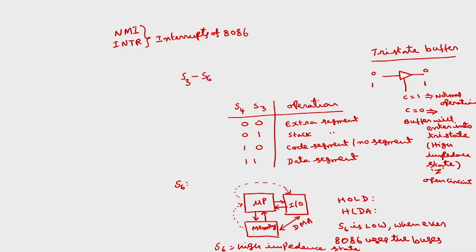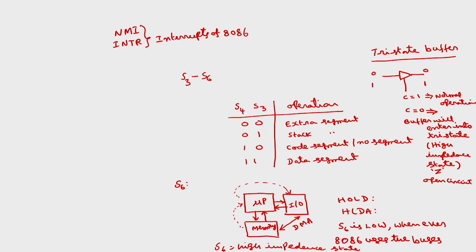So, here also, whenever the microprocessor uses the bus, S6 is low. After the use of the buses is over, 8086 is ready to give the buses to the peripheral device. At that time S6 will become high impedance state, and then the control will be given to the memory. That is the status bus S6.